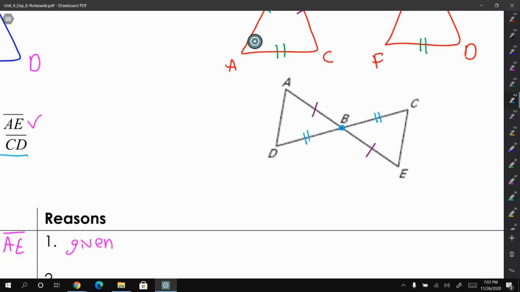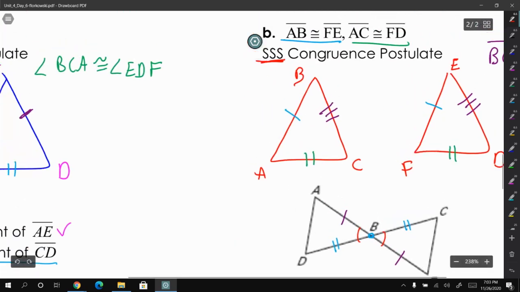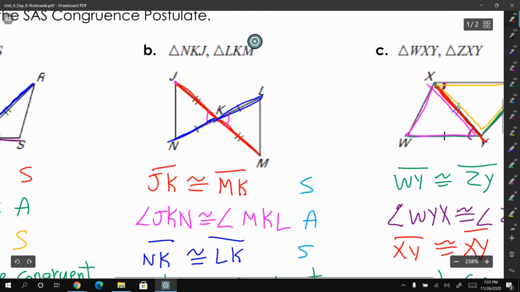We also have vertical angles. Remember, anytime you have two straight lines intersecting, you get two pairs of vertical angles. And here's one of them. So this is our picture, and you can kind of see that from our picture, it kind of looks like this example up here, letter B, where we had side angle side. So we need to keep that in mind.